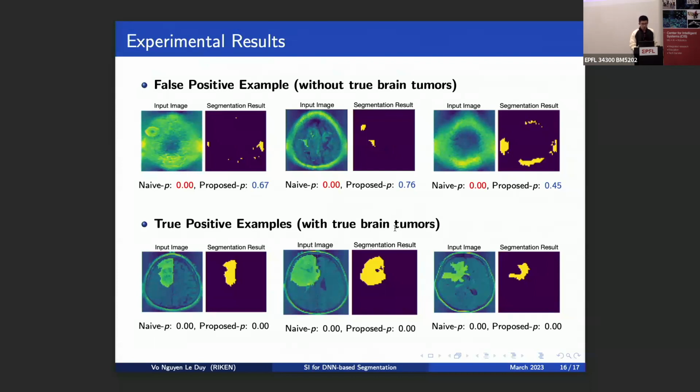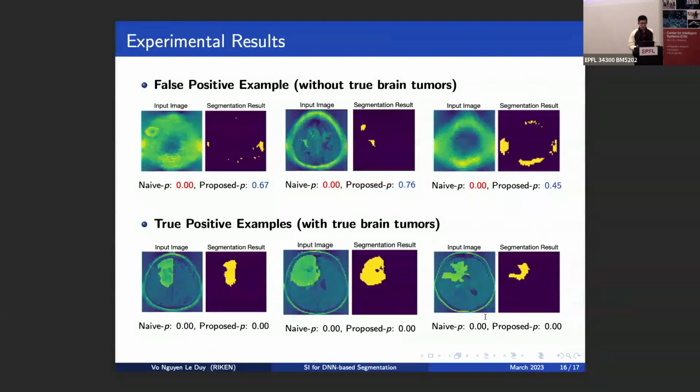The second is the true positive example, where the image contains a true tumor region. Then both the naive p-value and the proposed p-value are small, so we indicate that there actually exists a true tumor region in the image.